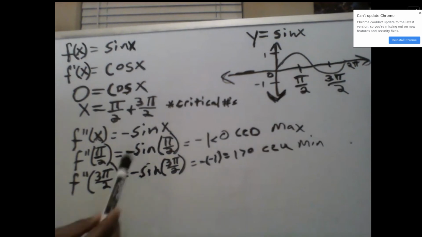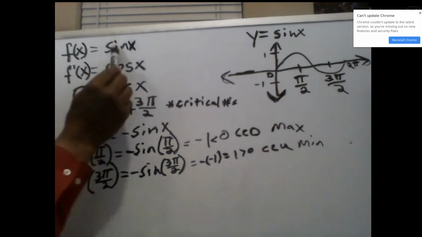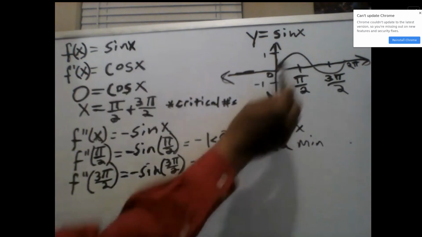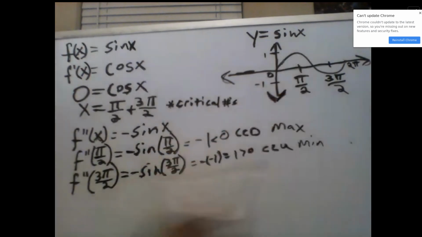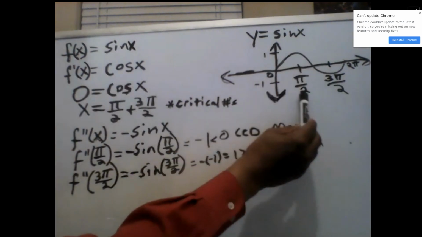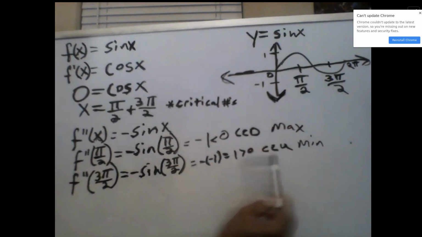So therefore, the optimization for the graph sine x is a maximum, concave down, at pi over 2, and a minimum, concave up, at 3 pi over 2.